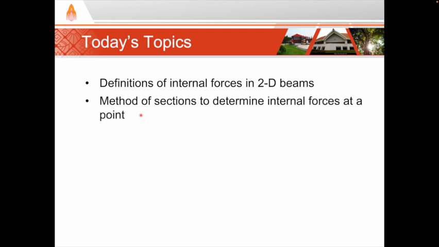In this lesson, we will learn what kinds of internal forces exist in two-dimensional members and how to solve the internal forces at a particular point of a member.